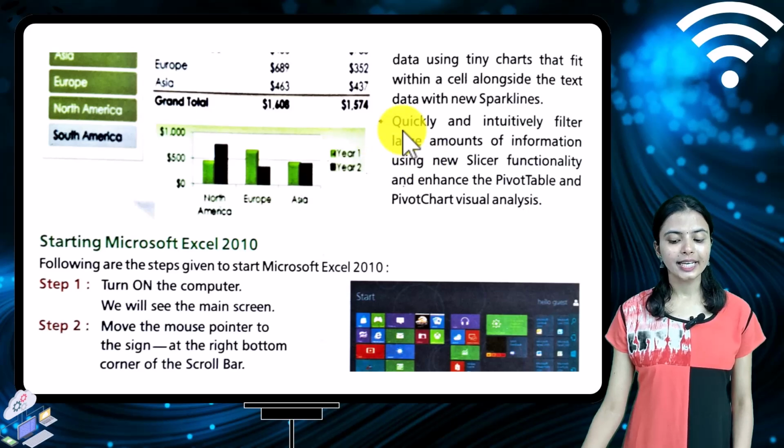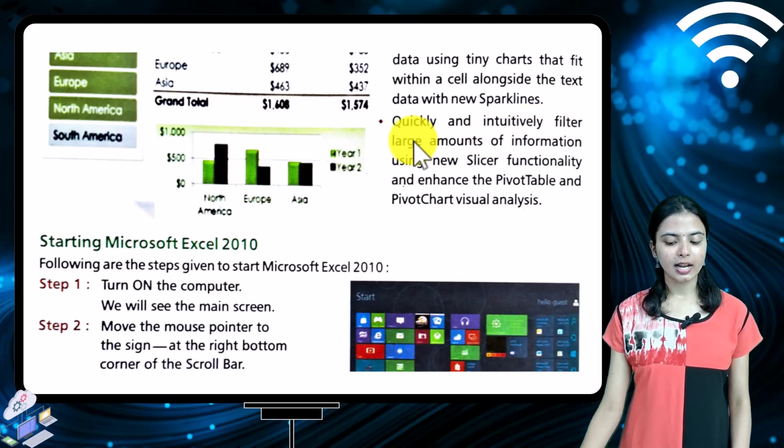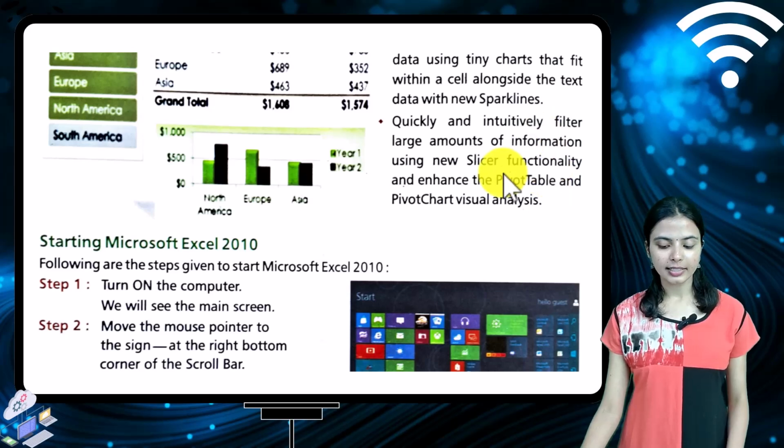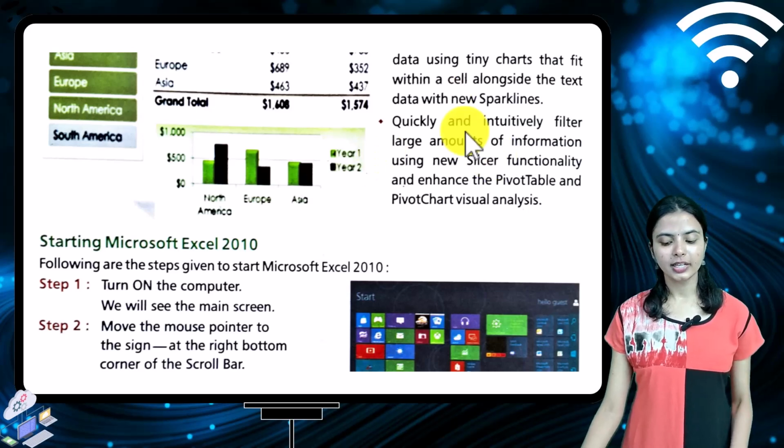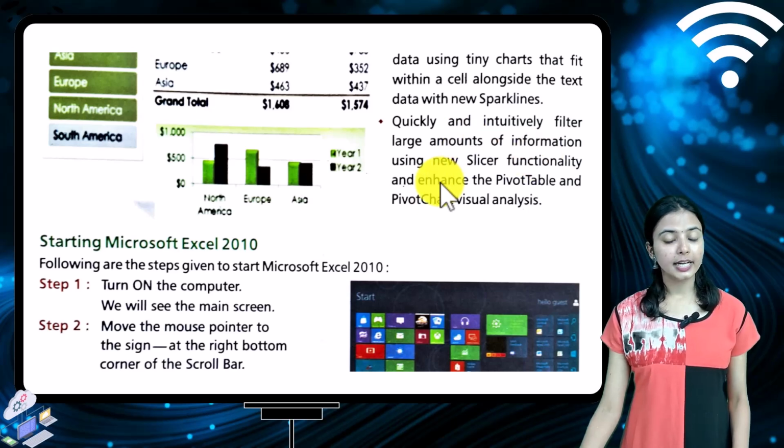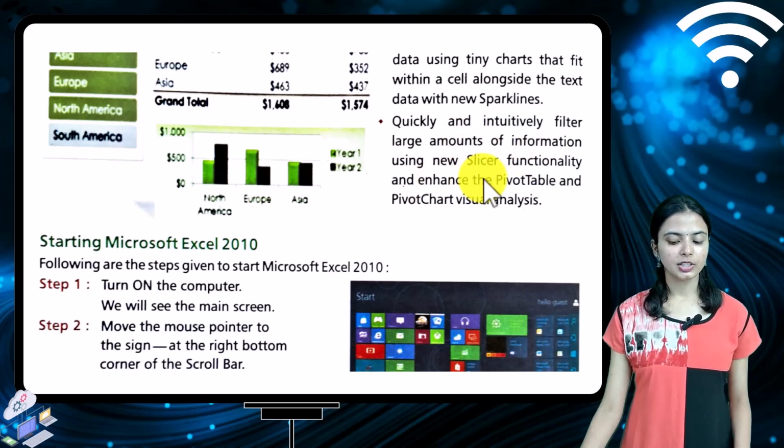Okay, quickly and intuitively filter large amounts of information using new slicer functionality and enhance the pivot table and pivot chart visual analysis. So we have a new function that is slicer functionality. What will this new slicer functionality do? It will quickly and intuitively filter the large amount of information. Okay, and it will enhance the pivot table and pivot chart visual analysis.